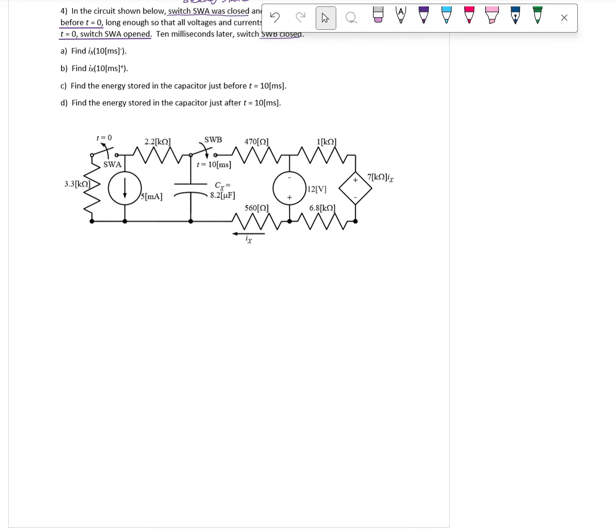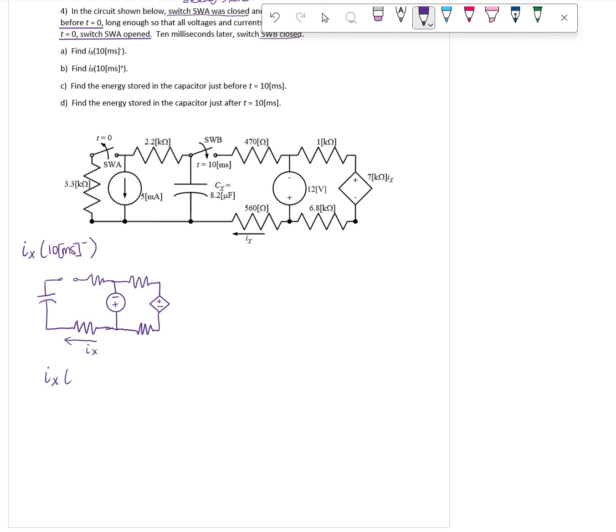So let's start with finding Ix at 10 milliseconds minus. So I'm just going to draw it out. A was open, so I'm going to neglect the left side. And B is currently open. So Ix will just be 0 because there is nothing happening beforehand.